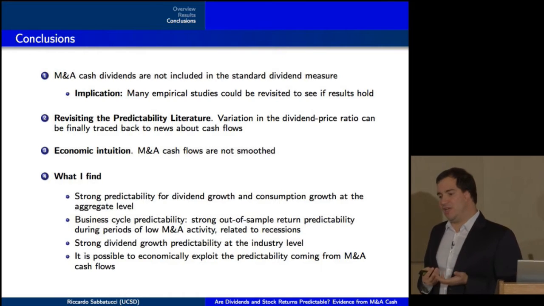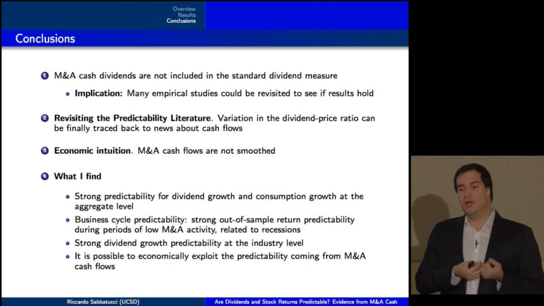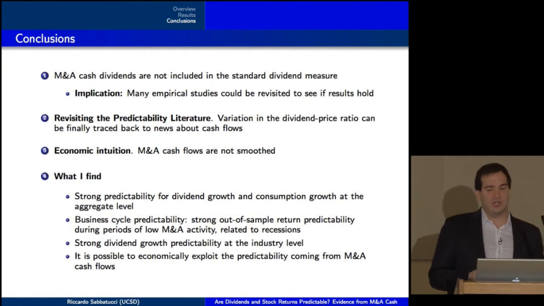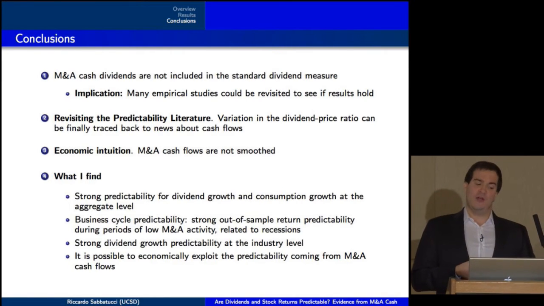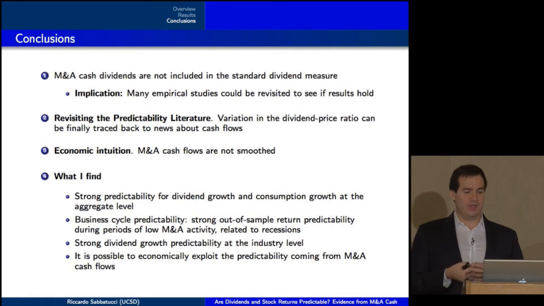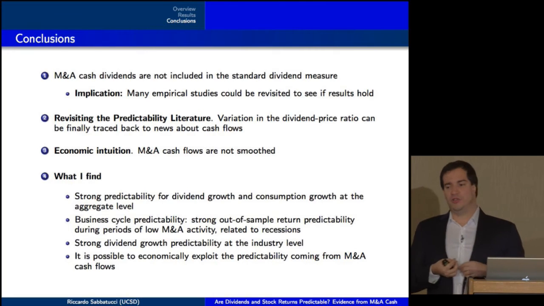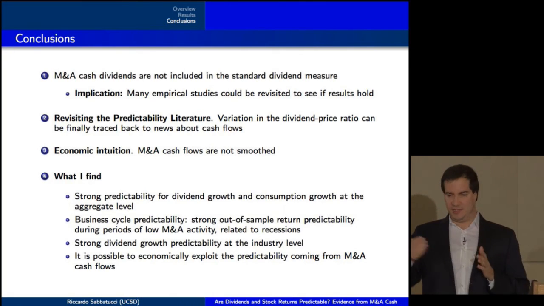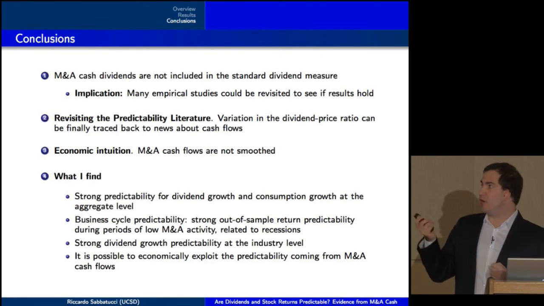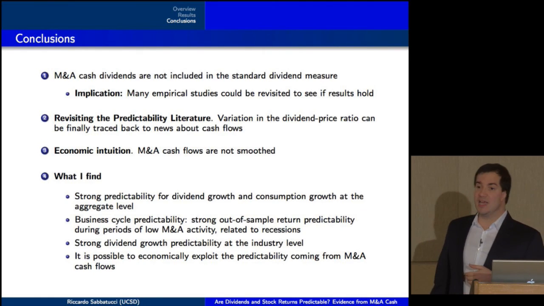And the economic intuition I gave you is that maybe these M&A cash flows are not smoothed, so they have information content that is not reflected in standard dividends. What I also find is strong predictability for dividend growth and consumption growth at the aggregate level. Business cycle predictability: there is stronger out-of-sample excess return predictability during periods of low M&A activity, which are related to recessions. And then I also find strong dividend growth predictability across any industries, once we include these cash dividends coming from M&A. And lastly, that it's possible to economically exploit the predictability that comes from these M&A cash flows.